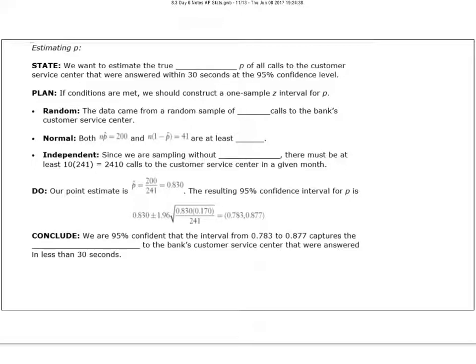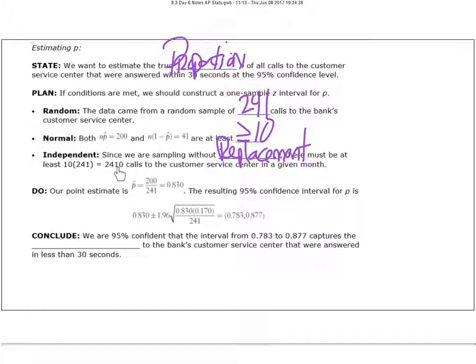They wanted to estimate the true proportion, called p, of all the calls to the customer service center that were answered within 30 seconds at the 95% confidence level. So to do that, they're going to do the one sample z-interval for p. They're going to check for the randomness and realize that they had 241 calls, so it meets that criteria. For the normalcy, when they computed both of these calculations, they both met the requirement of being greater than or equal to 10. For independence, since we are sampling without replacement, there must be at least 2,410 calls in the customer service center.